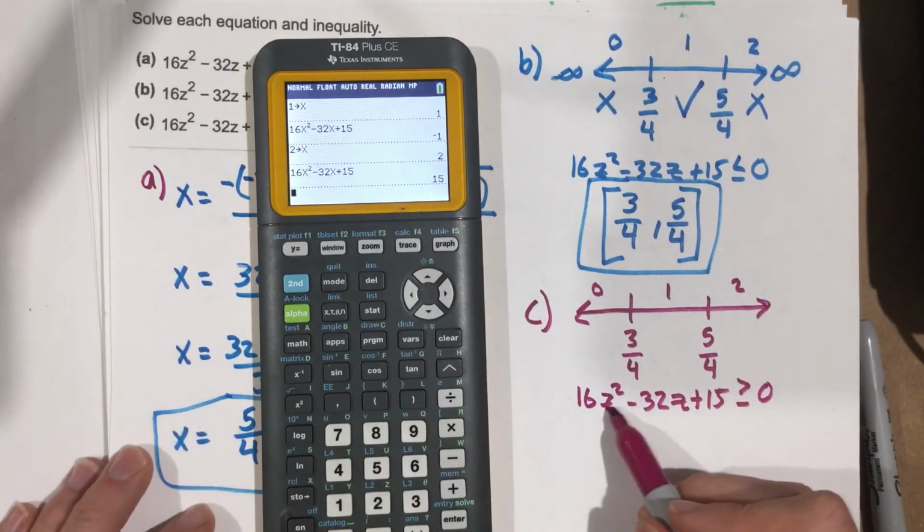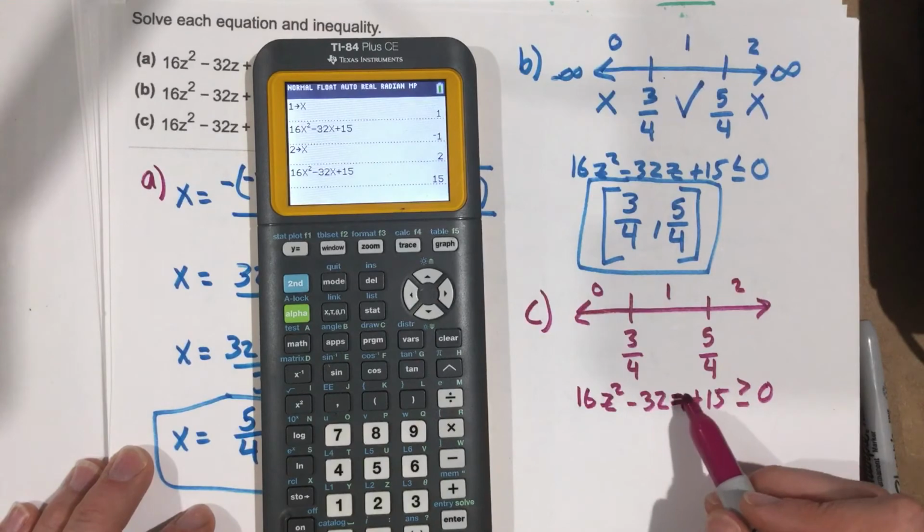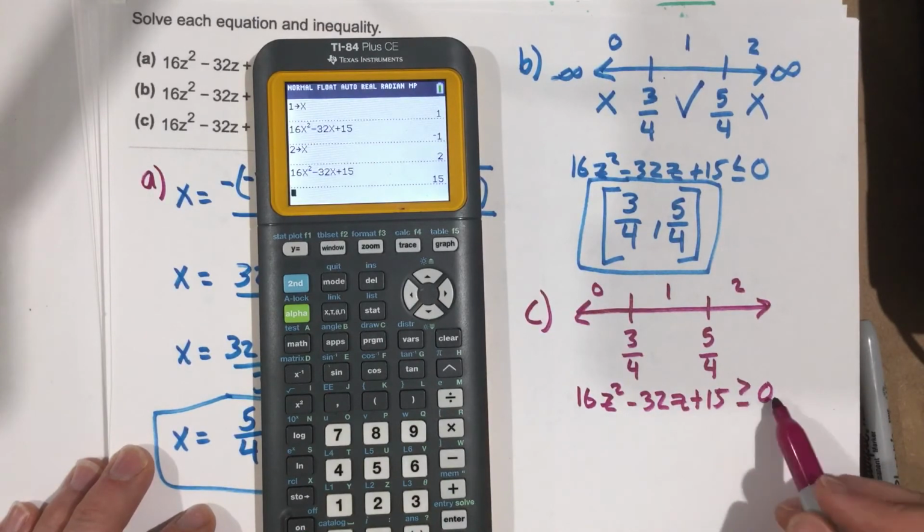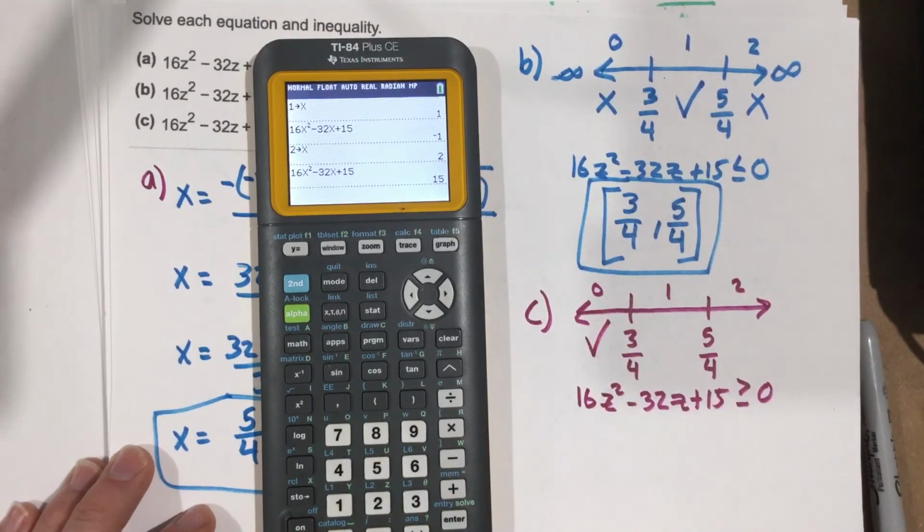Now, when we plug in 0, we already know it right away. 0 cancels that term and that term. 15 greater than or equal to 0? Well, of course, 15 is bigger than 0.